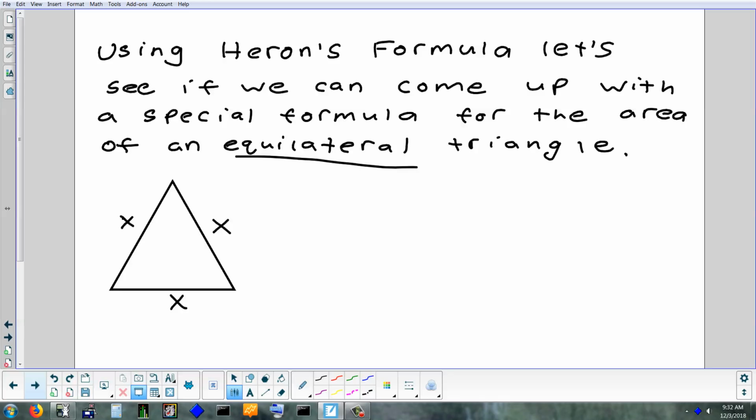Now, side, side, side, so we can use Heron's formula to find the area. The only difference is that it's going to be all letters. We're not going to have any numbers to plug in. So let's start with the semi-perimeter. What's the perimeter of that triangle? 3x. And half of that would be 1.5x. Or if you want to leave it as a fraction, it's 3 over 2. Either way, it's 1.5x.